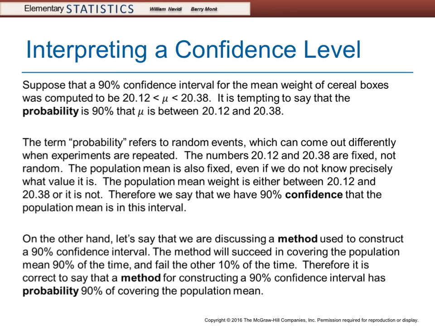On the other hand, let's say that we are discussing a method used to construct a 90% confidence interval. The method will succeed in covering the population mean 90% of the time and fail the other 10% of the time. Therefore, it is correct to say that the method for constructing a 90% confidence interval has a probability of 90% of covering the population mean.